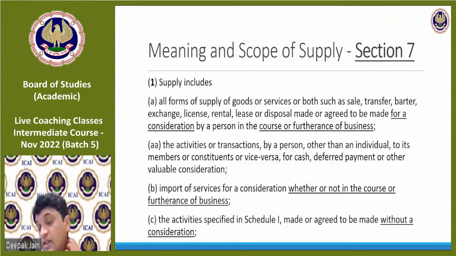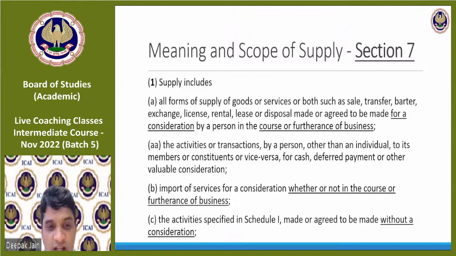On the other things, songs are what I was saying, somebody has highlighted, yes, say Spotify. So when I import something, I pay a subscription to Spotify, then GST is attracted. Now, who will pay? We'll come to that, but GST is attracted because it is a supply. So it is a supply, even if it is not in the course of furtherance of business, because it is importation of service.